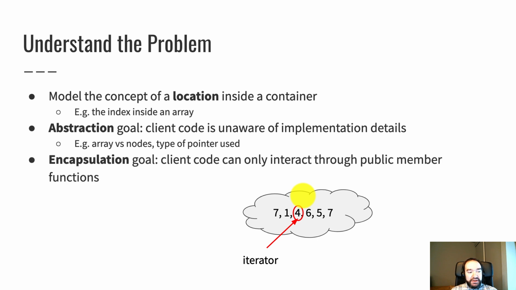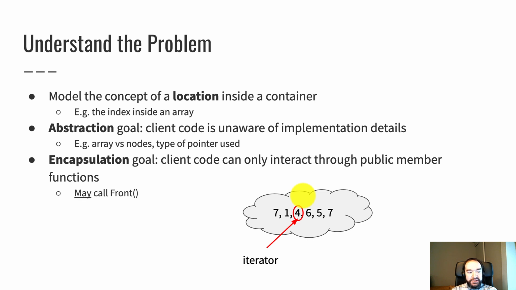There's also the goal of encapsulation. That's the goal that client code can only interact through a defined public interface. In C++, that's the public member functions. We don't want client code to be able to go in and mess around with private data members because for one thing, the client code could break them somehow, and for another, it makes the code tightly coupled or brittle, meaning that if we ever change how a data structure is implemented, it will break a whole bunch of client code. It won't compile anymore.